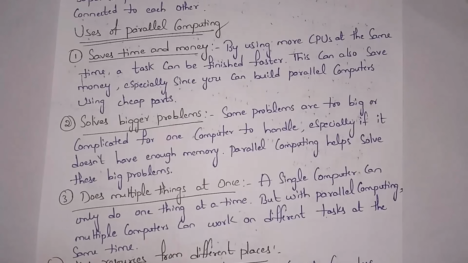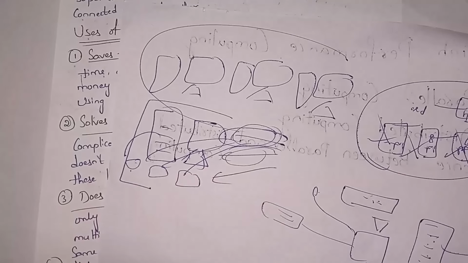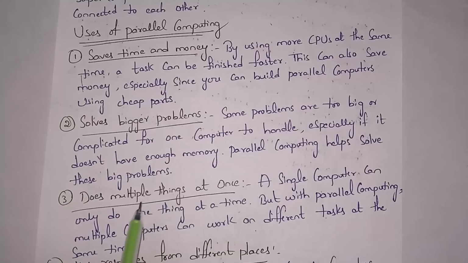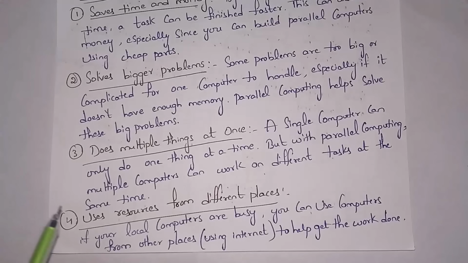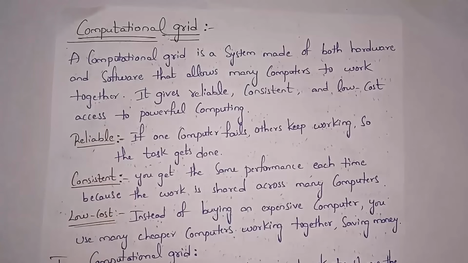In serial computing, only after completing the first task, it will go to the second task. But whereas in parallel computing, tasks are shared among multiple processors. So a single computer can do only one thing at a time. But with parallel computing, multiple computers can work together on different tasks at the same time. And the fourth advantage is that it uses resources from different places. Guys, in parallel computing, if our computer is busy, then we can also use other computers from different places by using the internet. Next I will explain what is a computational grid, or we also call it grid computing.